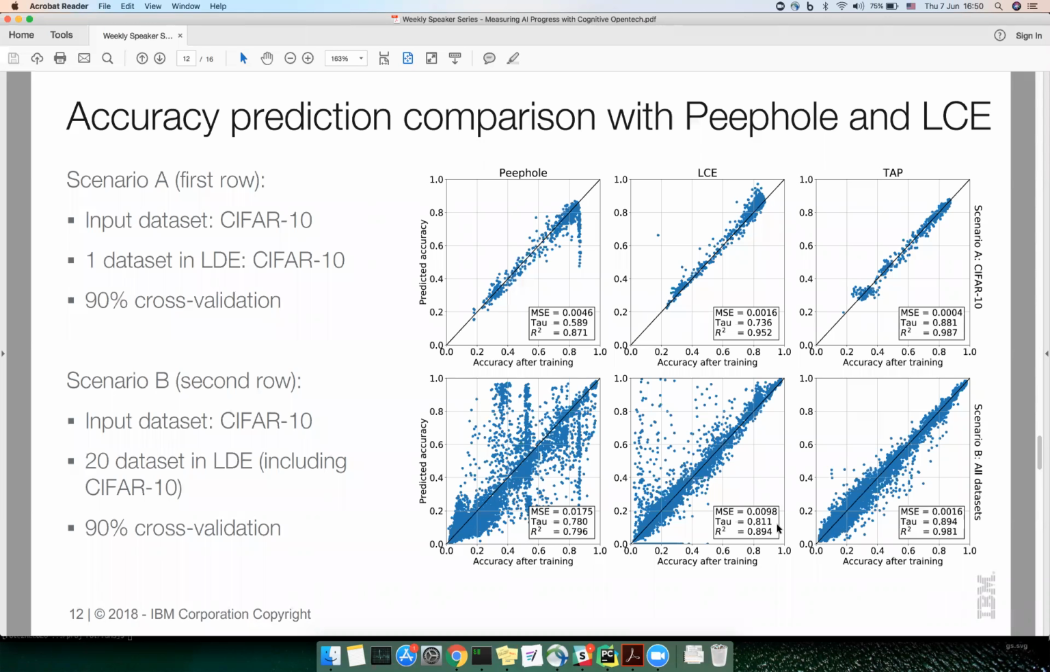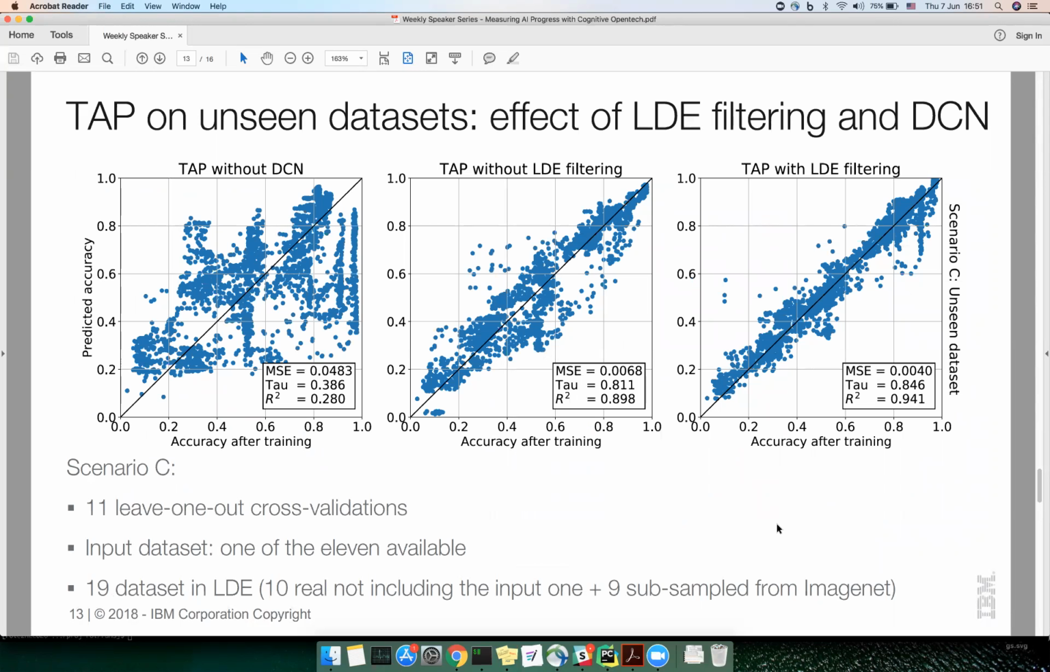make a first prediction. What we want to do is to avoid this ground truth gathering, which requires a lot of training, but we want to employ all the experiments that we've already had, maybe on similar datasets, and learn from those. This is scenario C, in which, like I said, we have 11 datasets, and we perform an 11 leave-one-out cross-validation. This means that at each step, we train on 10 datasets, and we aim to make the AP make good predictions on the 11th dataset.